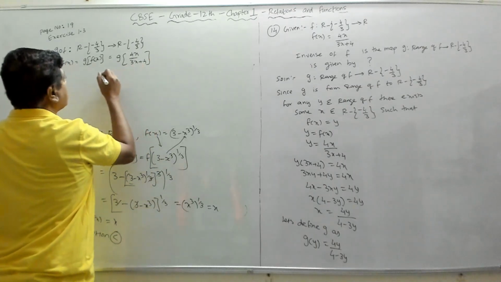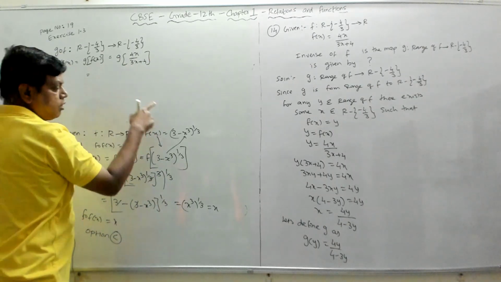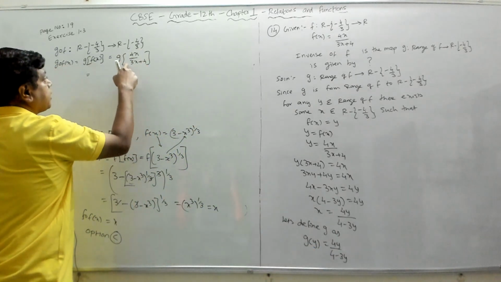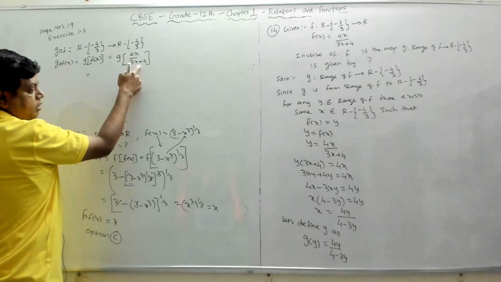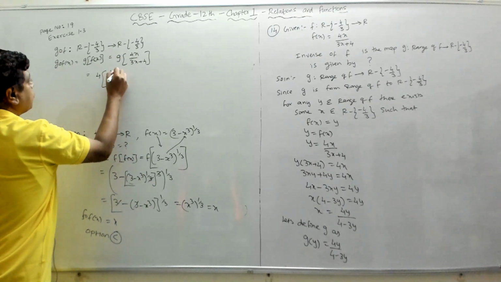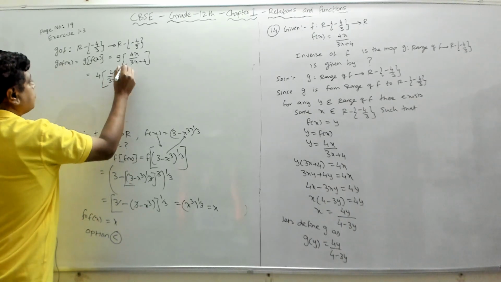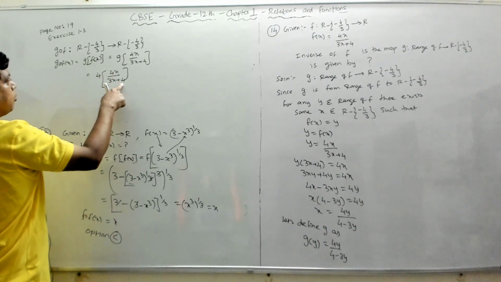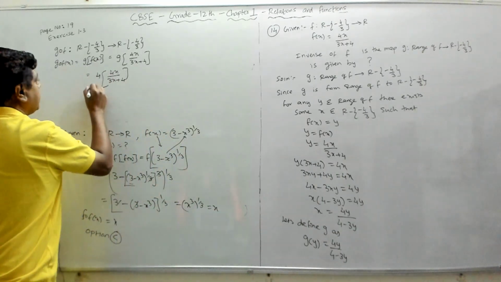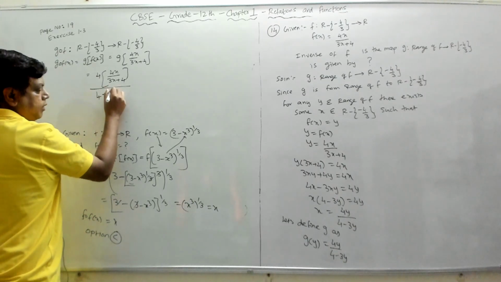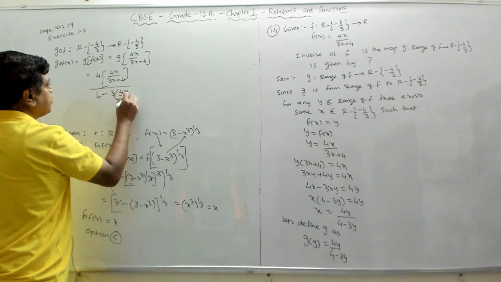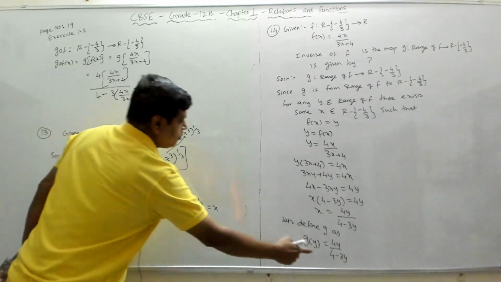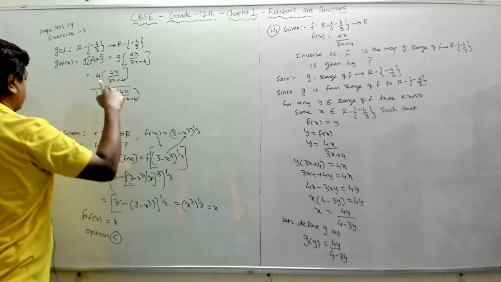So that is equal to, what is g of x? Now g of y is defined as 4y by 4 minus 3y. So wherever y is there, we have to put this entire expression. You have to treat this as y. So g of y is 4 into y, which is 4 into 4x by 3x plus 4, divided by 4 minus 3 into y, where y is 4x by 3x plus 4. So wherever y is there, I am substituting this in the function.